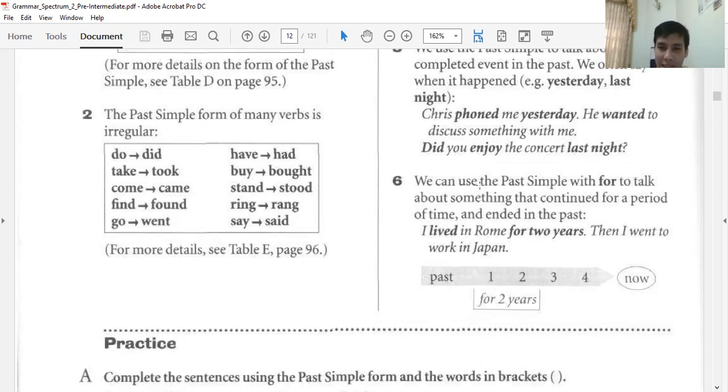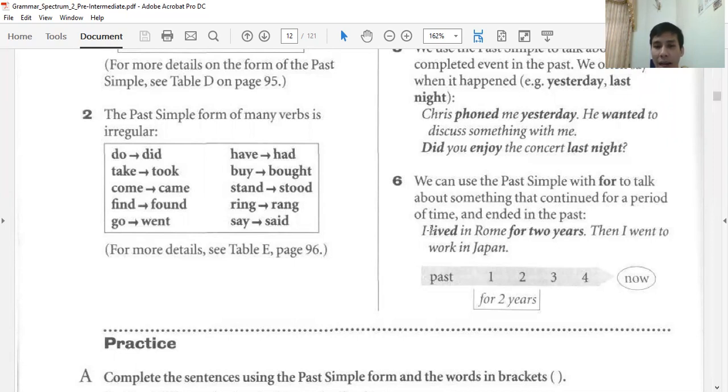So we move to number 6. We can use the past simple with for to talk about things that continued for a period of time and ended in the past. See, we can use for to talk about some things that continued, because we want to refer to the period of time, for how long. They continued for a period of time and already ended in the past, okay.